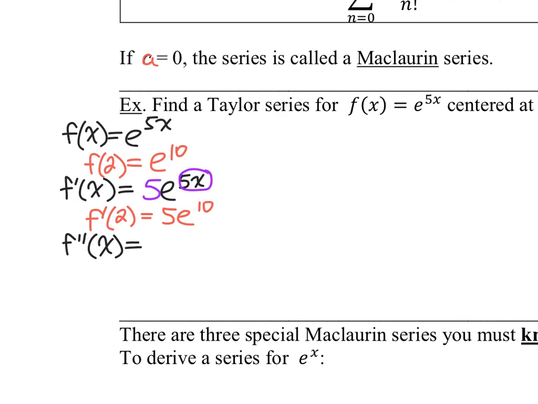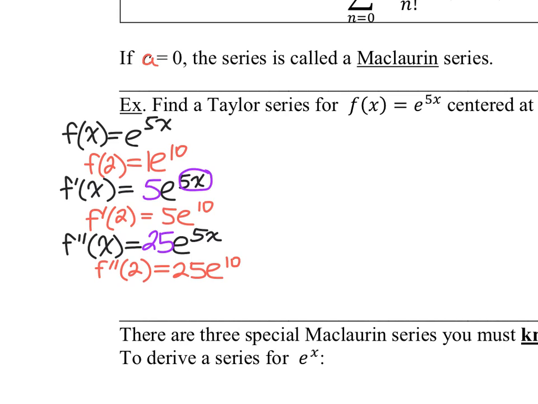We have a constant multiplier. Keep the exponential part the way it is. So e to the 5x multiplied by the derivative of the exponent, which is 5, but there's a 5 already there, so 25. All right, so our first coefficient, well, so let me put in the 2. F double prime of 2, 25 e to the 10th power. All right, so our first coefficient was a 1 e to the 10th. The second one, 5 e to the 10th, and then 25 e to the 10th.